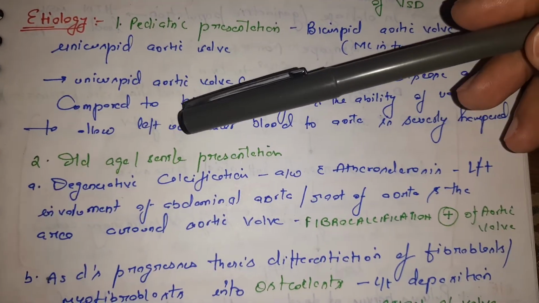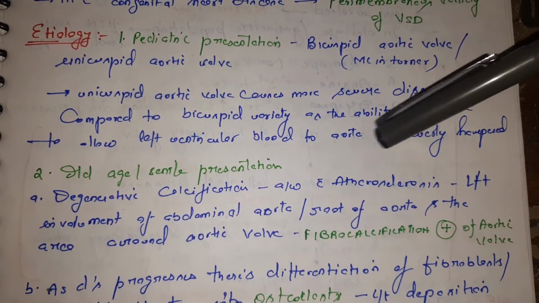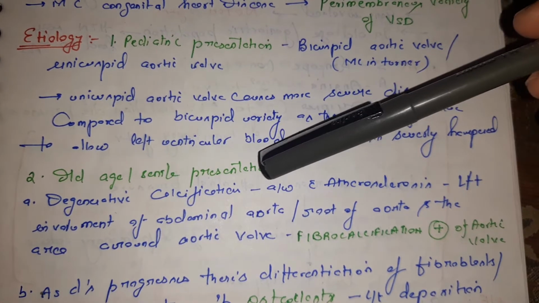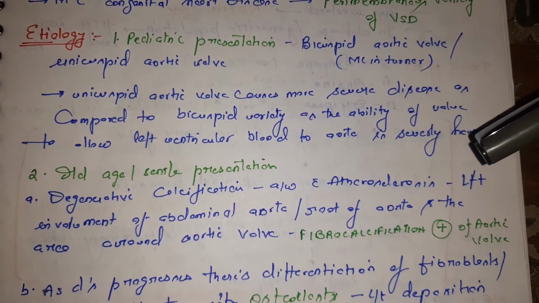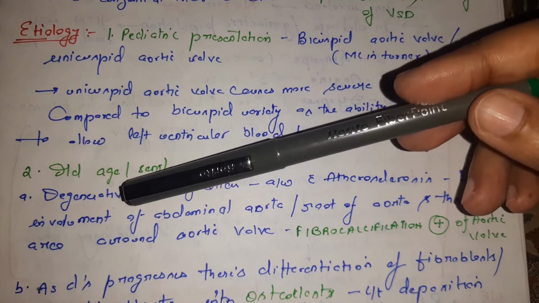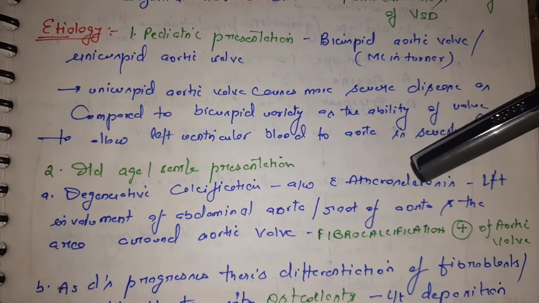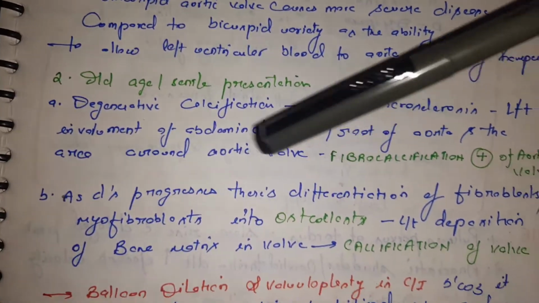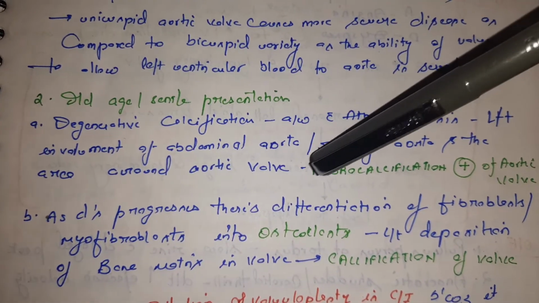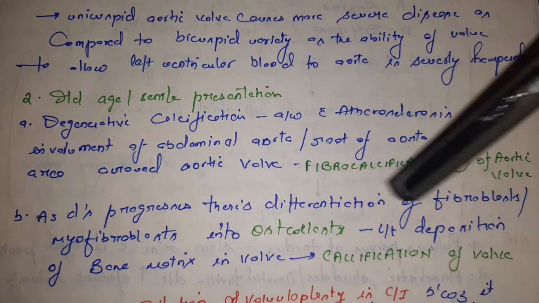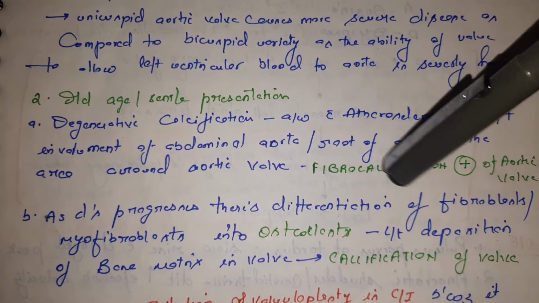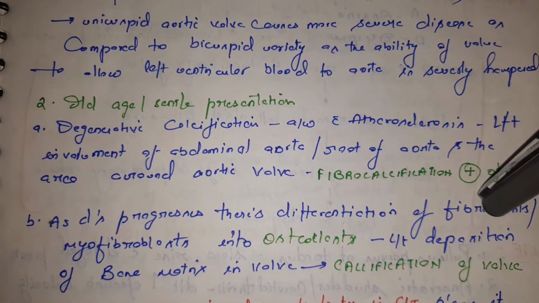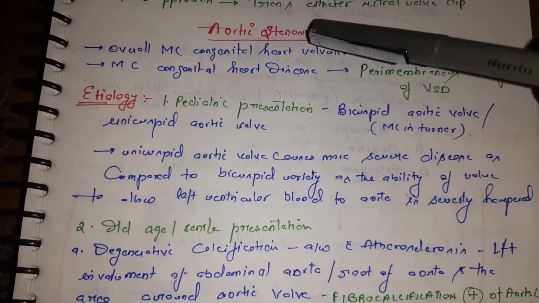So let's talk about old age. In this, there is fibrocalcification, which will lead to the senile presentation. That is the degenerative calcification associated with atherosclerosis. That leads to the involvement of the abdominal aorta, the root of the aorta, and the area around the aortic valve. So as the disease progresses, there is differentiation of fibroblasts and myofibroblasts into osteoclasts and this leads to deposition of bone matrix in the valve. That is the calcification of the valve that leads to the stenosis, aortic stenosis.